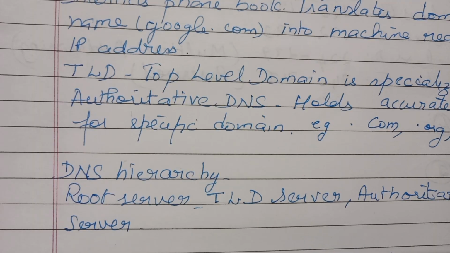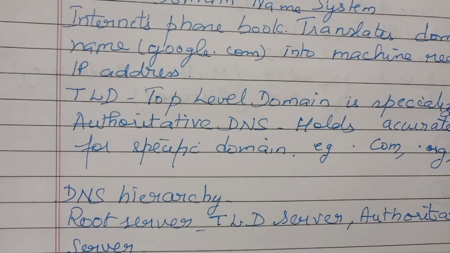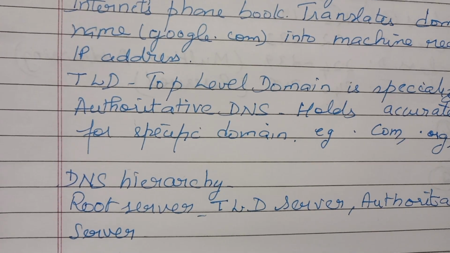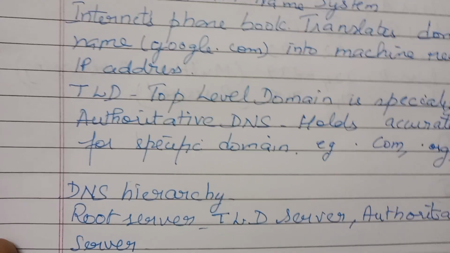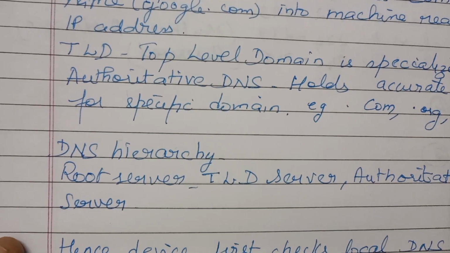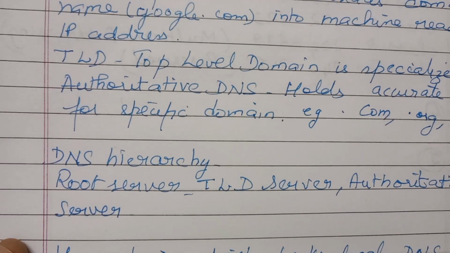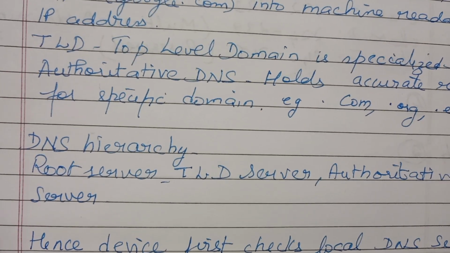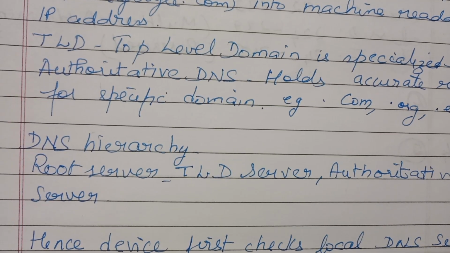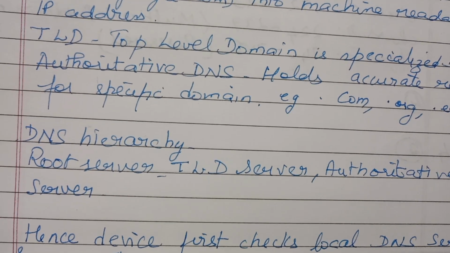So it translates the domain name, for example, google.com, anything, into a machine readable IP address, like 105 or 106 dot 135.46.0. TLD means top level domain, a specialized form of the DNS. Authoritative DNS means it will hold the accurate records for a specific domain. For example, google.com, it holds the records for that specific domain.